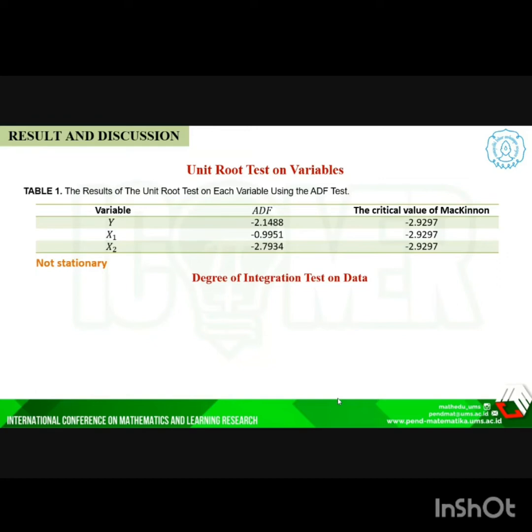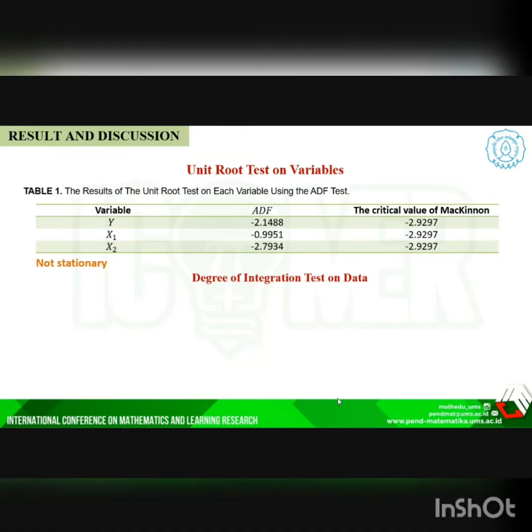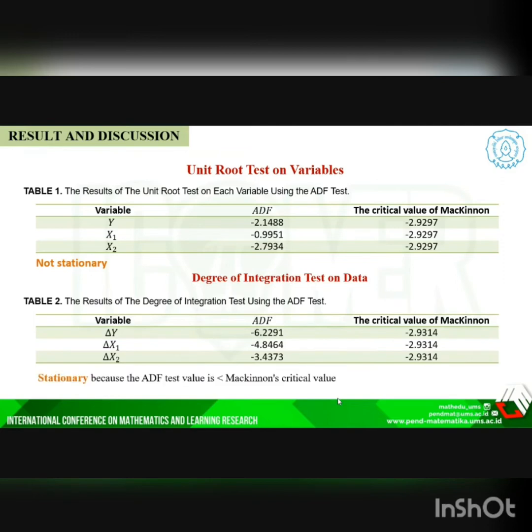Next, degree of integration test on data. Based on the ADF test, each variable is not stationary, so a degree of integration test is carried out to determine how many differences can make the variable stationary. The result is shown on the slide. Each variable in the first difference is stationary because the ADF test value is less than MacKinnon's critical value, so the next step can be done.